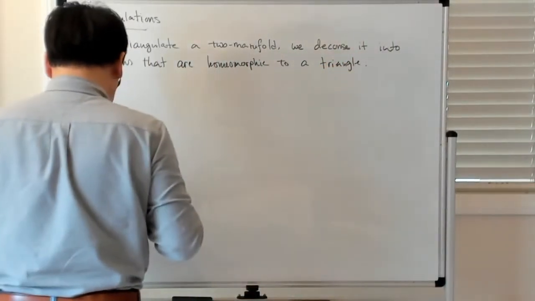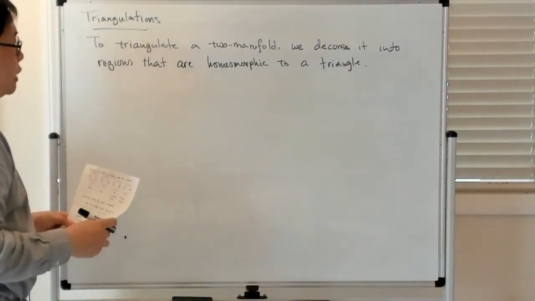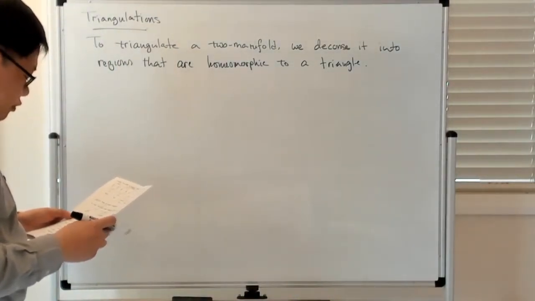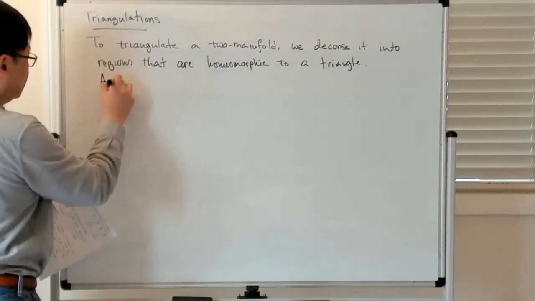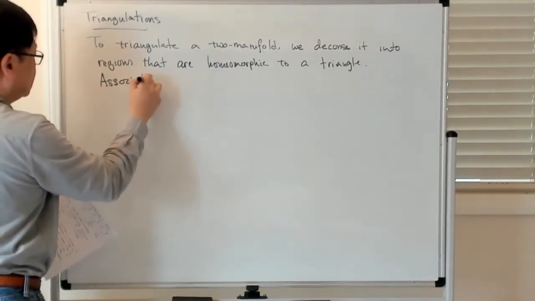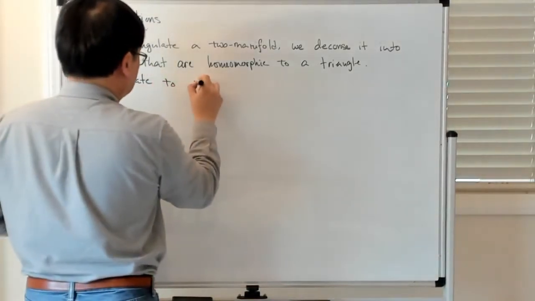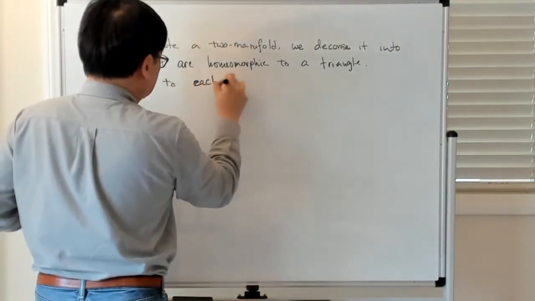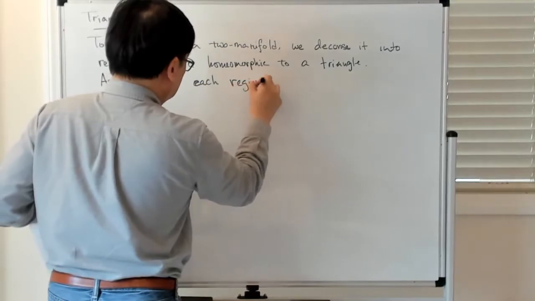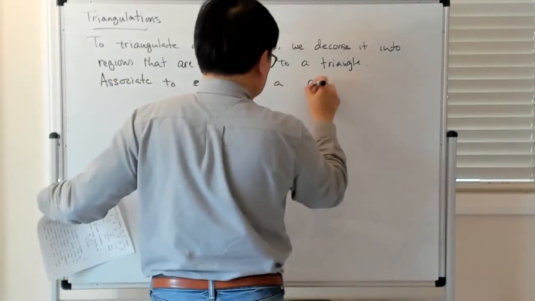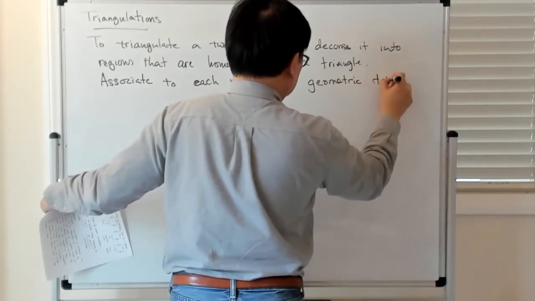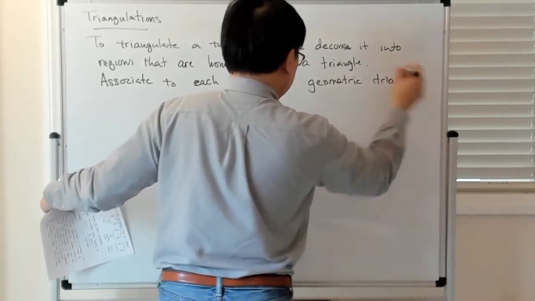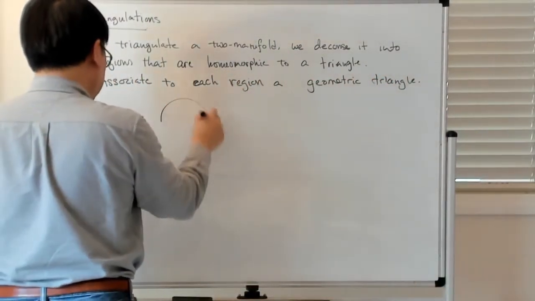Okay, and then what happens is that we're going to associate to each region a geometric triangle. Okay, so let me try to draw a picture for you.